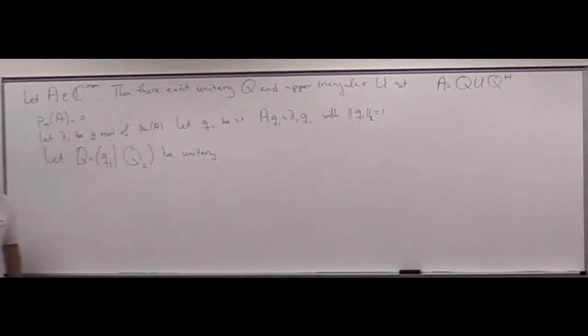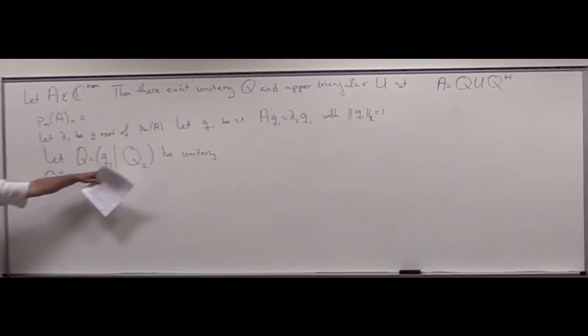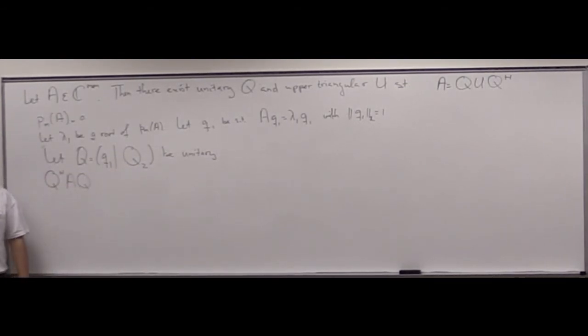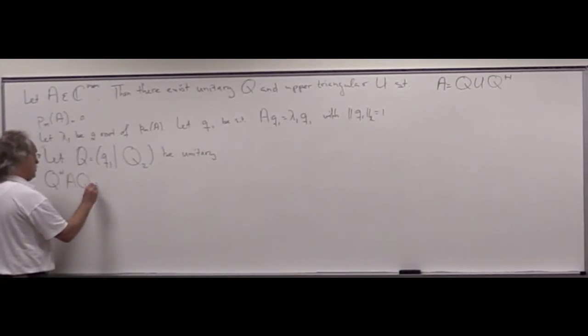So we can make it unitary. Okay. Now, let's see what happens if we look at Q Hermitian A Q. It sure would be nice if this were actually diagonal or upper triangular, because then we would be done. But of course, because we don't really pay much attention to how we pick Q2, we can't be quite that lucky, right? But let's see what happens.